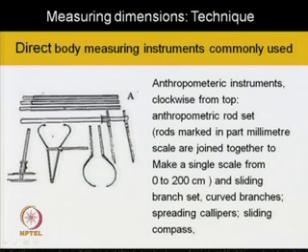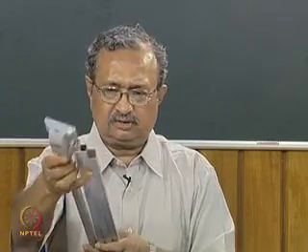Anthropometric rod set: these rods, marked in per millimeter scale, are joined together to make a single scale from 0 to 200 centimeters. Suppose these are the anthropometric rod sets. There are a total of 4 sets.